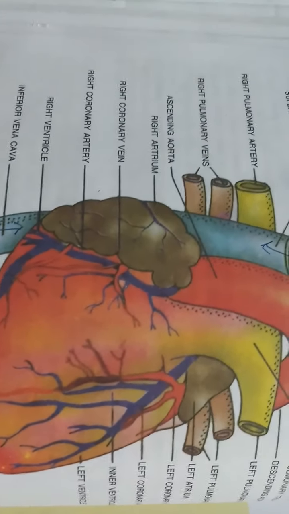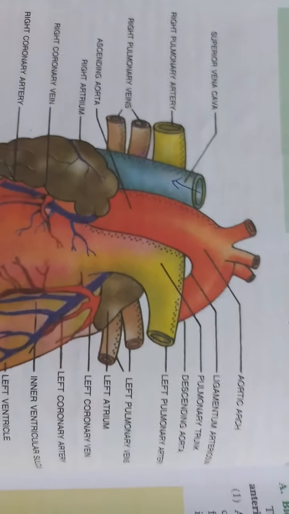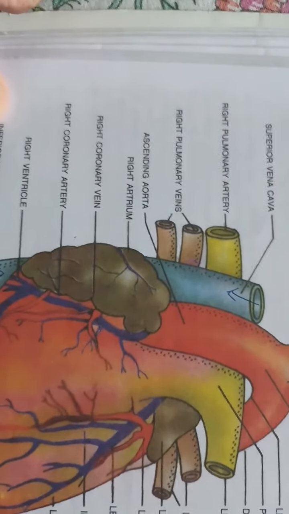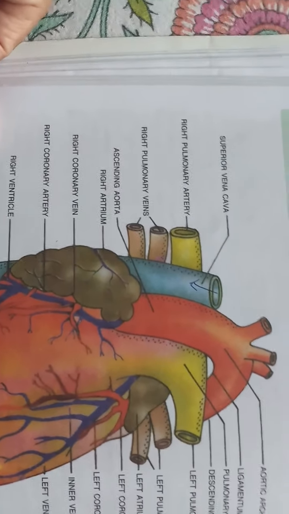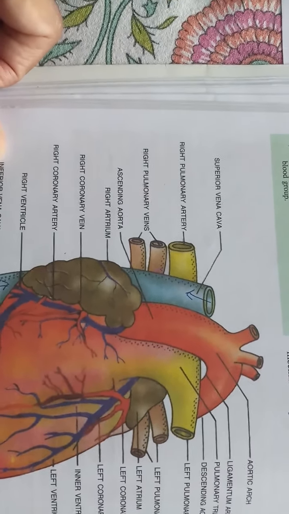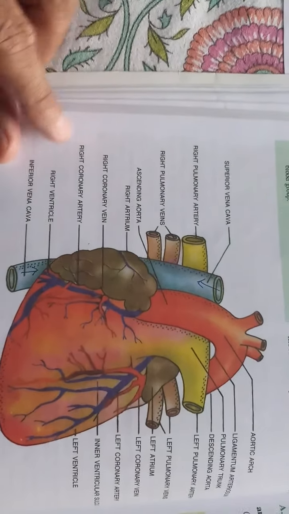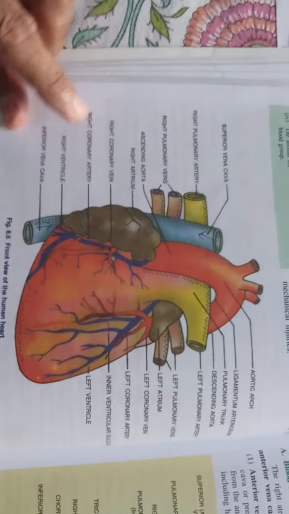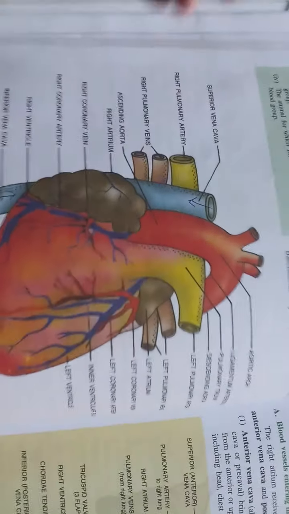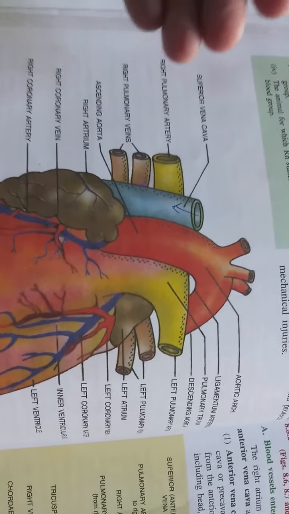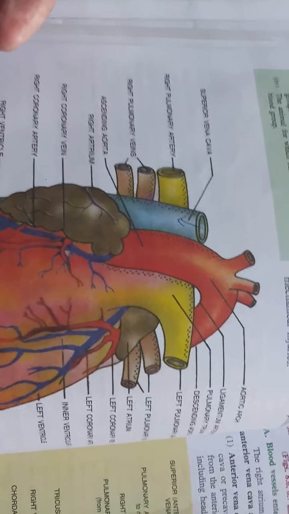Then you can see they have given different names. If you just let me focus the camera, you can read right pulmonary artery and then right pulmonary vein, then ascending aorta and right atrium, then right coronary vein, right coronary artery, and right ventricle. They have shown everything on the right side. So upper part is atrium, lower part is ventricle, right?